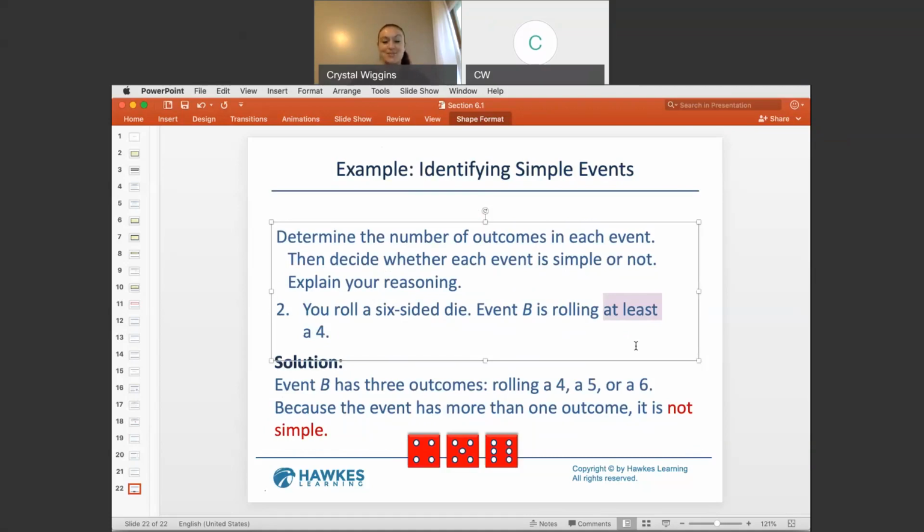I don't know if you guys ever experienced that where you're doing your laundry and you randomly find a 10. Love that stuff. But thinking about money does help me translate this, that at least a 4 is talking about the upper half. So rolling a 4, a 5, or a 6. Since there are three possible outcomes with this defined event, it is not simple.